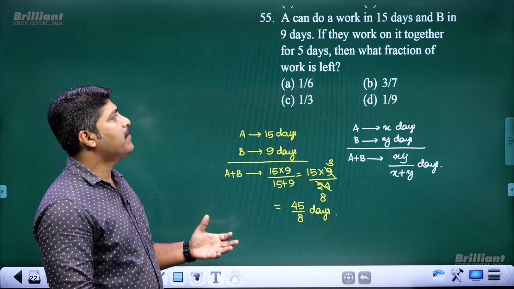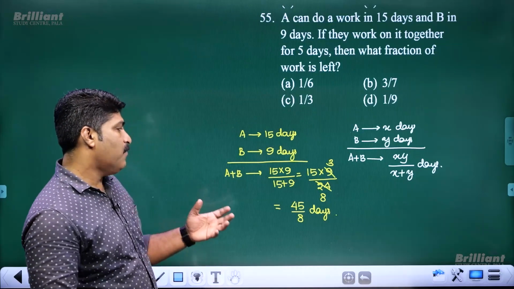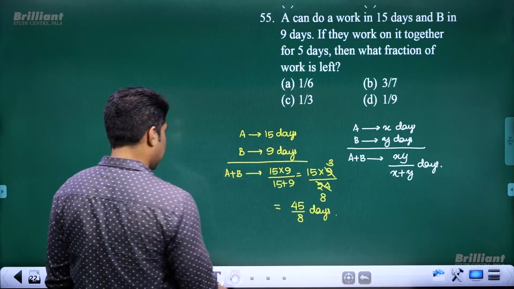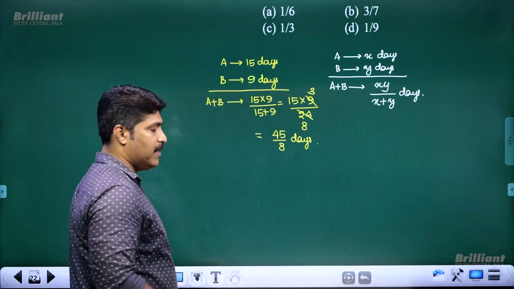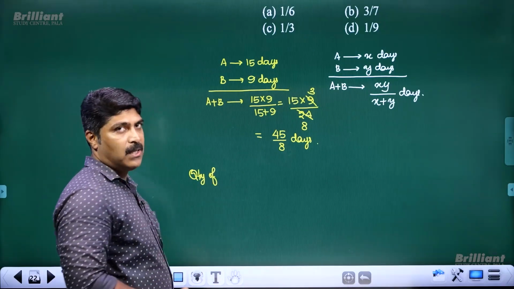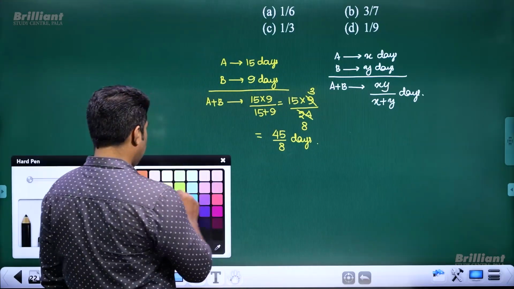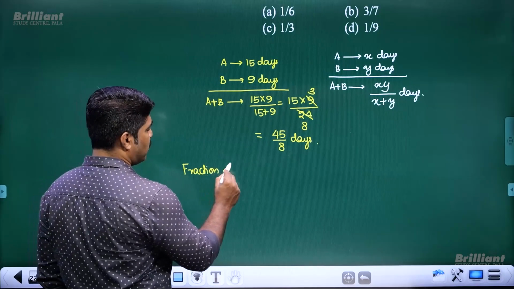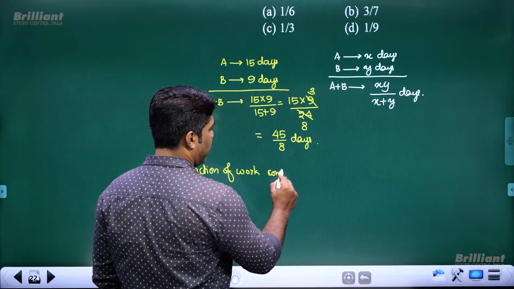If they work on it together for 5 days, then what fraction of the work is left? So, that means in 5 days, what quantity of work can they finish? Here we can consider quantity or fraction. Instead of using the term quantity, it's better to use the term fraction. Got it? So, fraction of work completed in 5 days.